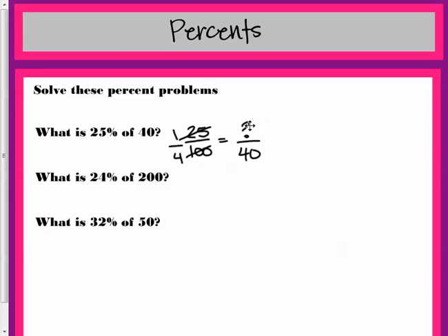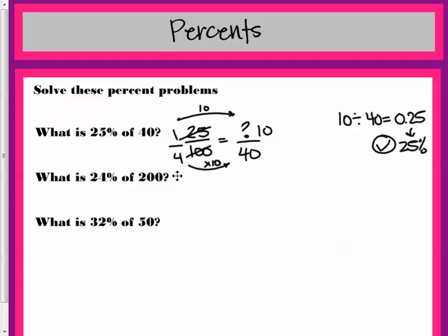Does that make it easier to get to 40? Yeah, because all I have to do is multiply by 10. So if I simplify 25 over 100 and then multiply by 10, I get 10 out of 40. Can I check my work? Sure can. 10 divided by 40 gives me 0.25, which I know is 25%, so I did it right.